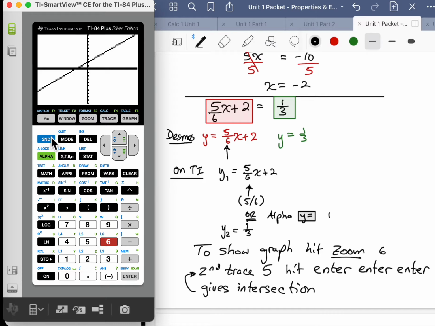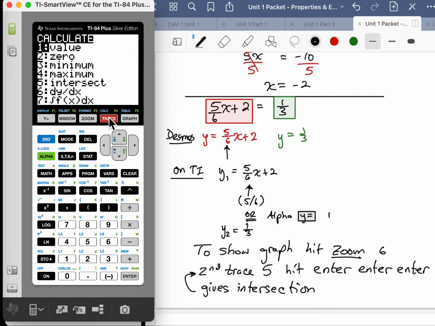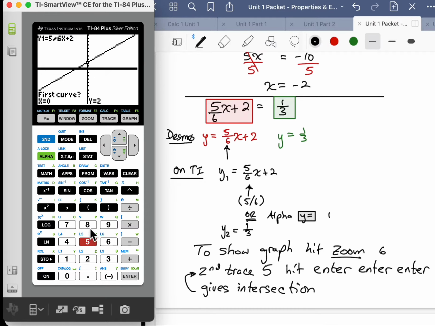All right, so second trace is right next to graph. Option 5 says intersect. And then you just hit enter 3 times. Later on in the course, I'll explain to you why you hit enter 3 times. Right now, there's no context, so it won't be meaningful. Enter, enter, enter. And then it'll give you that X value, which is what we care about, of -2. Which is what that algebraic solution was.